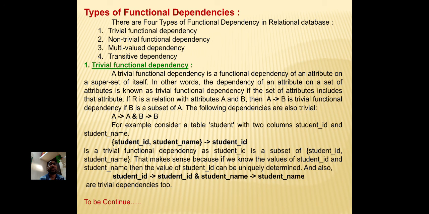For example, consider a table student with two columns, student ID and student name. {Student ID, student name} → student ID is a trivial functional dependency as student ID is a subset of {student ID, student name}. That makes sense because if we know the value of student ID and student name, then the value of student ID can be uniquely determined. Also student ID → student ID and student name → student name are trivial dependencies too. To be continued in the next lecture.